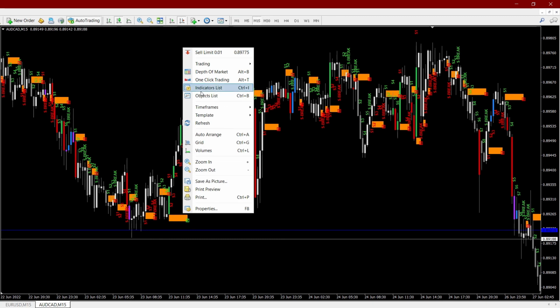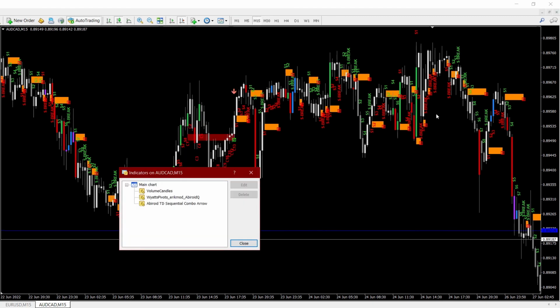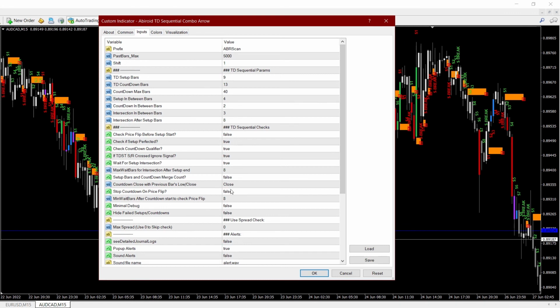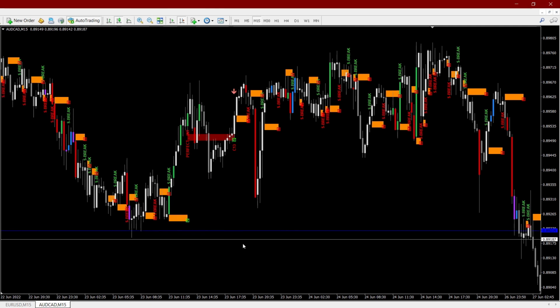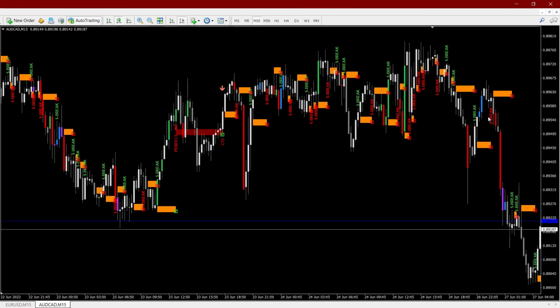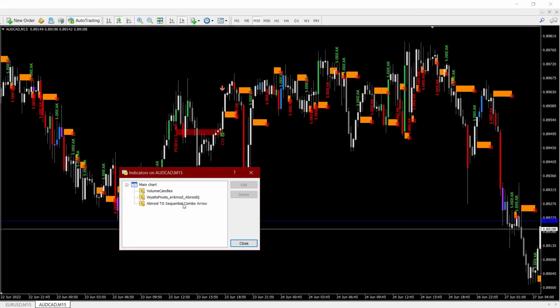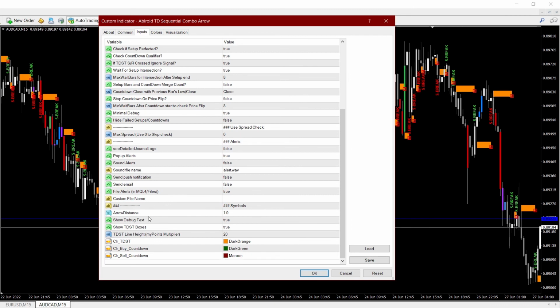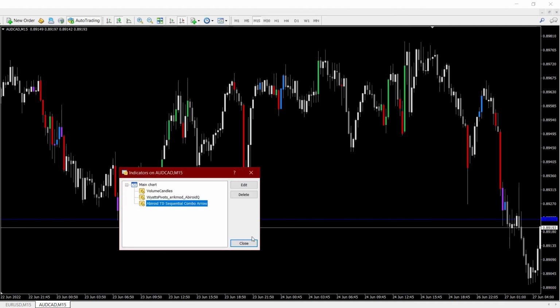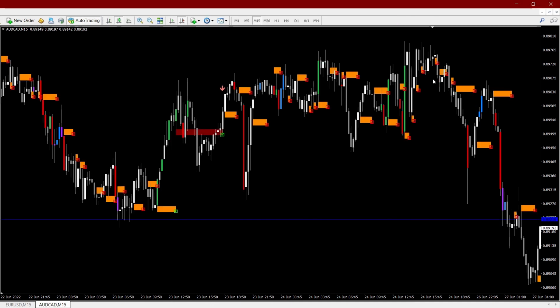So you can set the minimal debug to true if you feel like this page is very cluttered. In that case, it will hide these numbers S1 to S9, C1 to C13, and it will only give you the final number. The rest of these debug messages, they will show you exactly why a signal was ignored. If you don't want those, in that case you can set this one, show debug text, to false and it will hide everything. You will only get these lines and you will only get the signals.